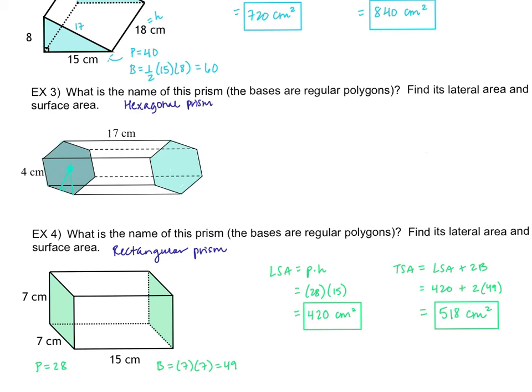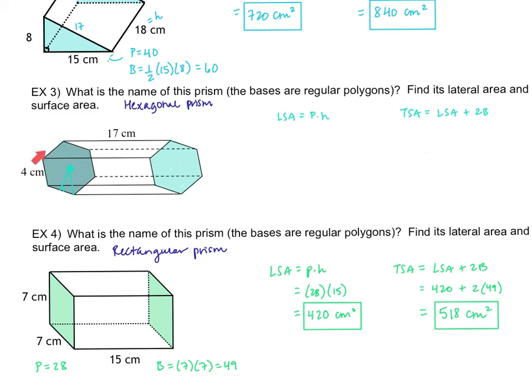Now, the tough part with this is we know our formulas. We know the lateral surface area is the perimeter of our base times our height. And we know our total surface area is the lateral surface area plus 2 times the area of our base. But this is tricky because now we're looking at a hexagon. It's not as easy as a triangle or a rectangle or quadrilateral. So we kind of have to think about how we're able to approach this.